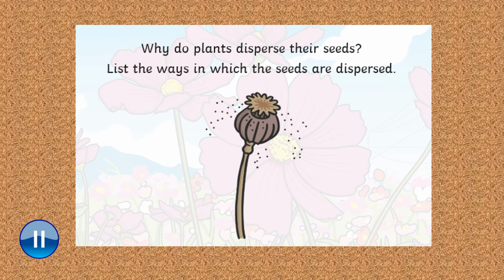Right, okay, so why do plants disperse their seeds? I want you to list the ways in which the seeds are dispersed, the 5 different ways, and give a little explanation to each way in which they are dispersed. Go back, pause, go back over the slides, and you will find each way so that you can find the information out from here. So remember to pause it, and I'll get back to you with a little bit more about seeds and the dispersal and the importance of seeds in a moment.